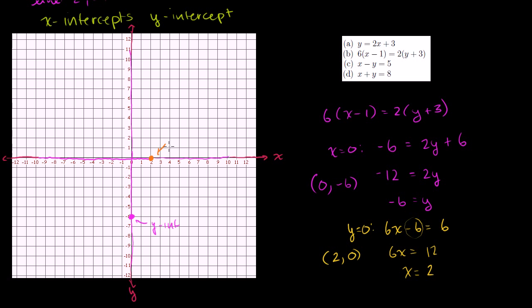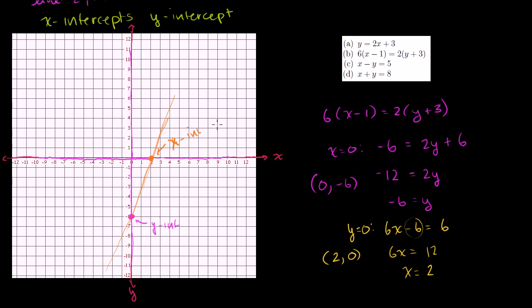Right there, that is our x-intercept. And then our actual line, we just connect the dots. Connect the dots. It will look something like that. Obviously, you have trouble drawing a straight line, but I think you got the idea. 2 points define a line.